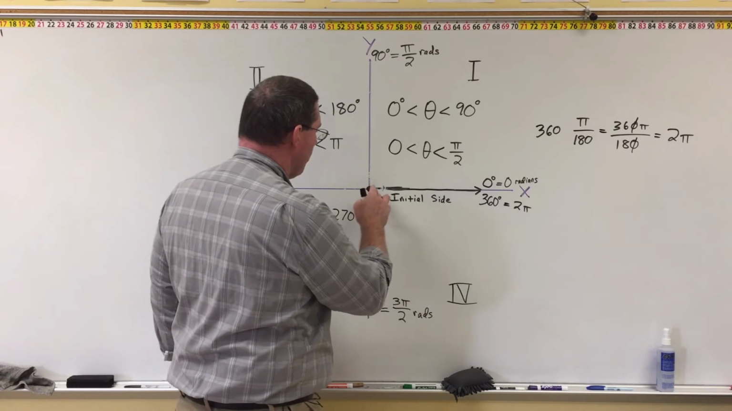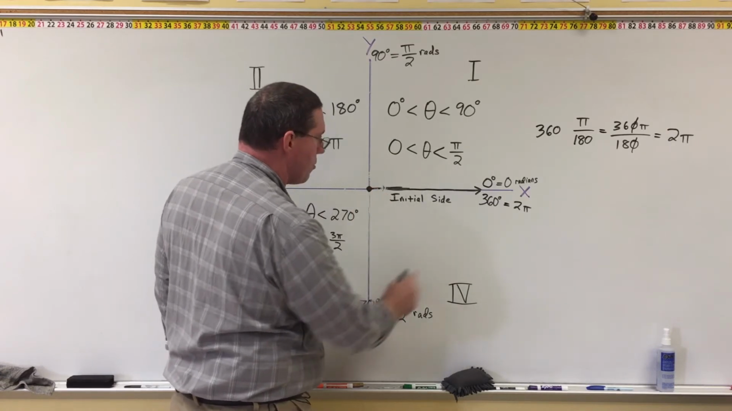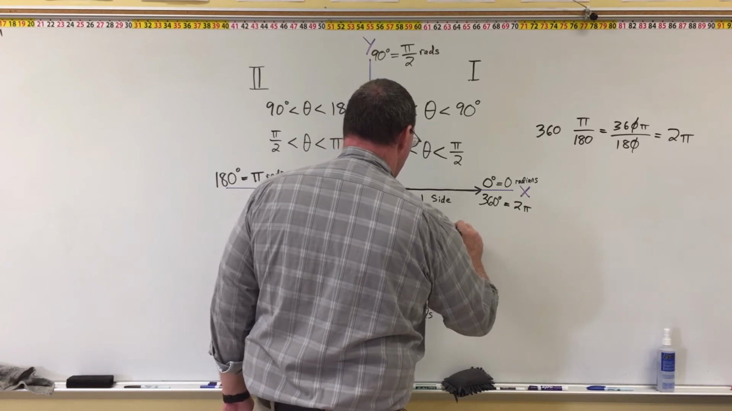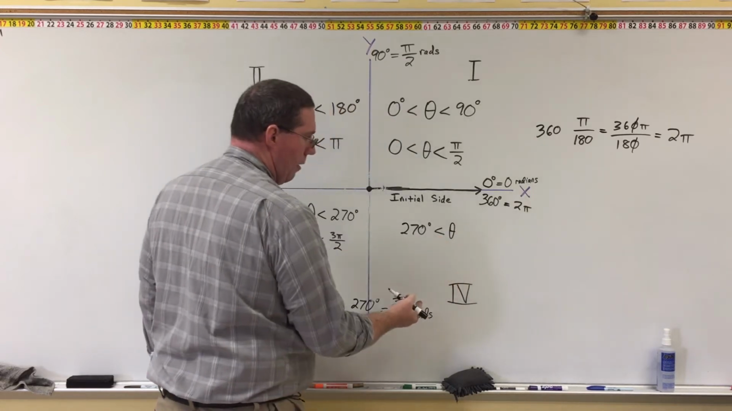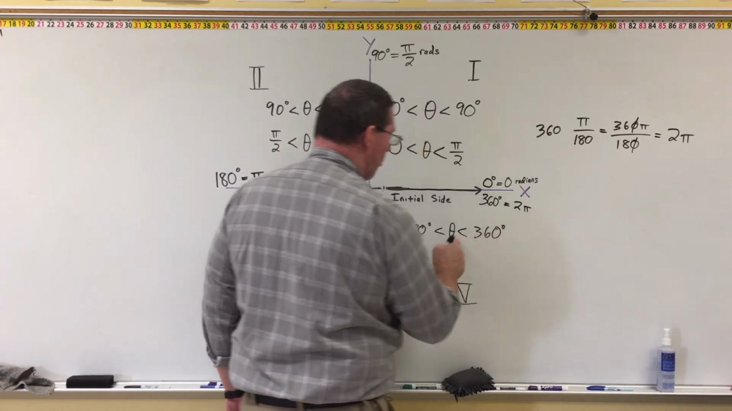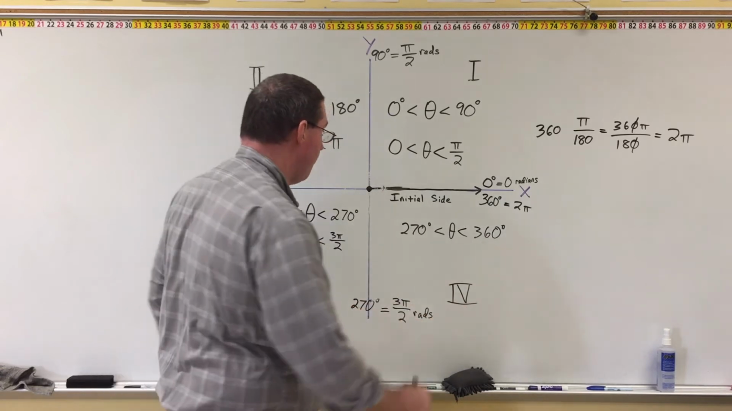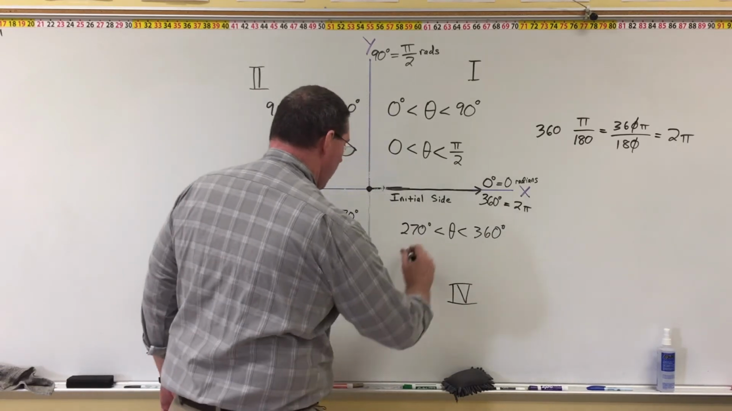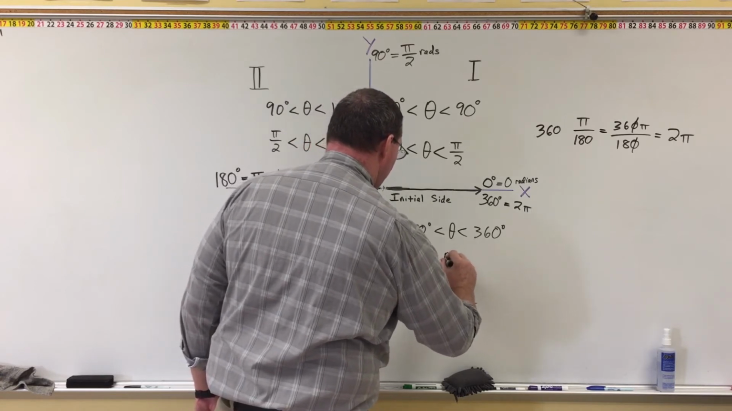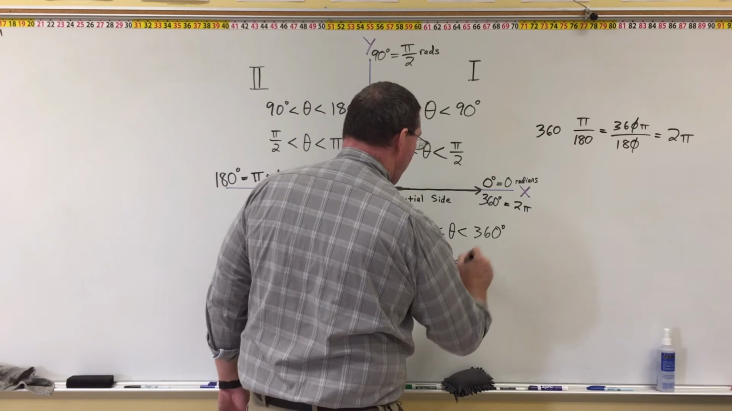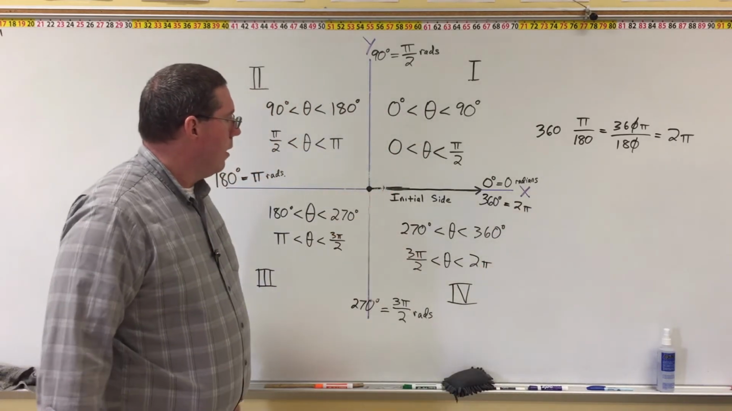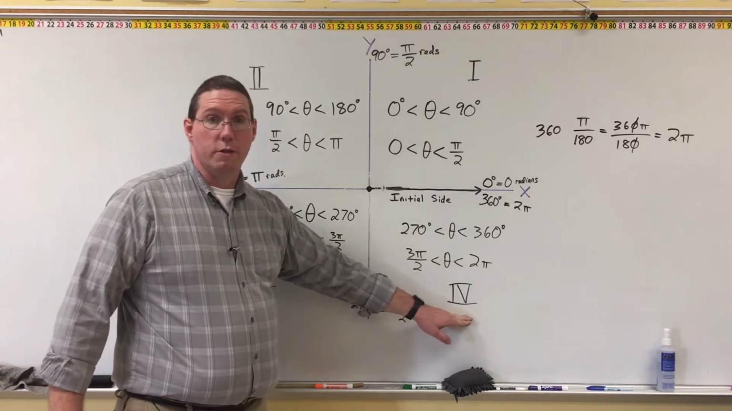Lastly, if the terminal side is over here, that's between 270 and 360. So if the angle theta is between 270 and 360 degrees, then the terminal side lies in the fourth quadrant. And similarly, in radians, if the angle theta is between 3 pi over 2 and 2 pi, then the terminal side lies in the fourth quadrant, okay?